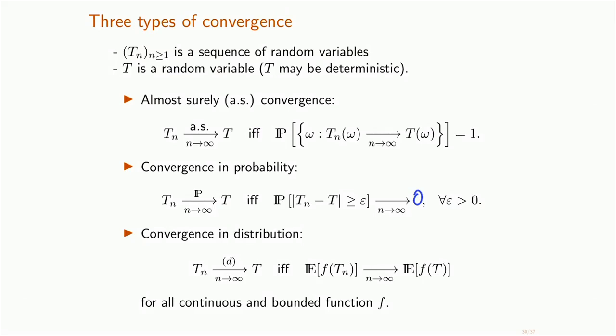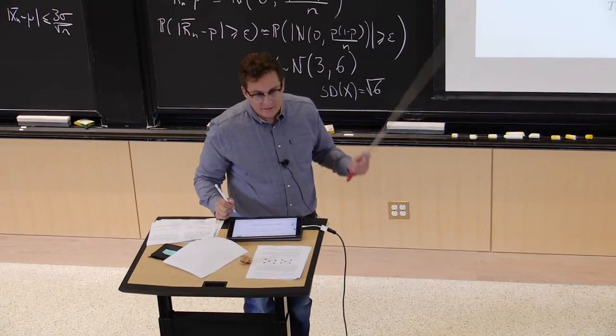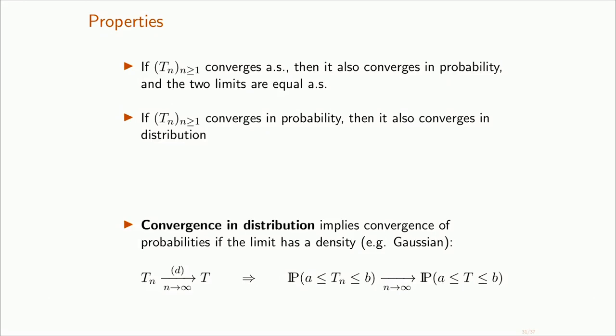So those two things really tell you that my random variable is going to become this guy eventually. This is just telling me the distribution of this random variable is becoming the distribution of this guy eventually. As I said, there's an ordering in those guys. If you have convergence almost surely, then you also have convergence in probability. And if you converge in probability, then you have convergence in distribution. And the limits are the same. Things go well.